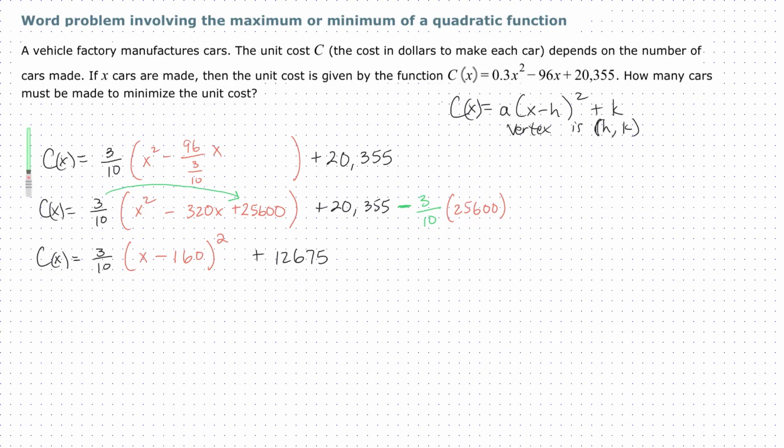Why don't we answer the question? How many cars must be made to minimize the unit cost? Is this going to be a quadratic function with a minimum value? It is, because 3/10 is positive. So this is starting to make sense. 3/10 is your a value, which is positive. So we do know that this parabola is concave up. And if it's concave up, its extreme is a minimum value.